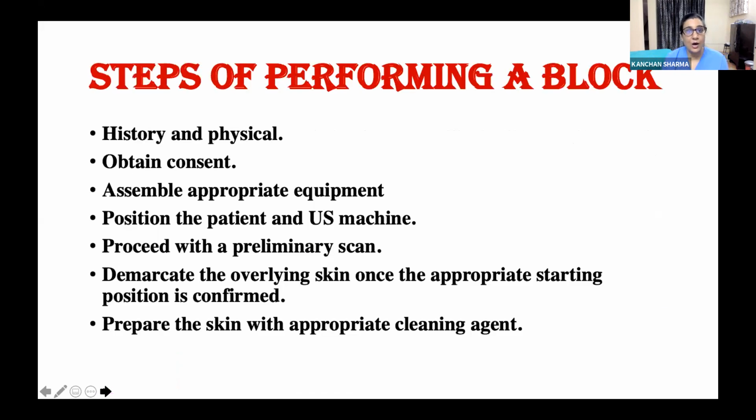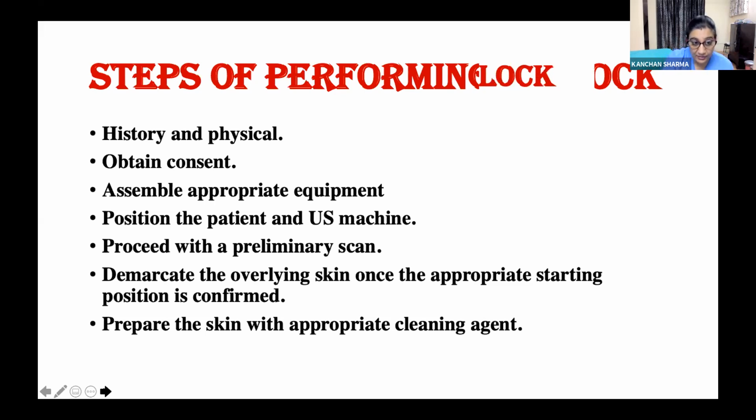And finally, how are you supposed to perform a very good block? Please do not just go and put a needle. Always take a history, do the clinical examination, formulate your diagnosis, and then confirm your diagnosis with your US probe. Then do a preliminary scan, just to find out whether whatever you are thinking is there or not. Explain the procedure to the patient, which we have already learned.